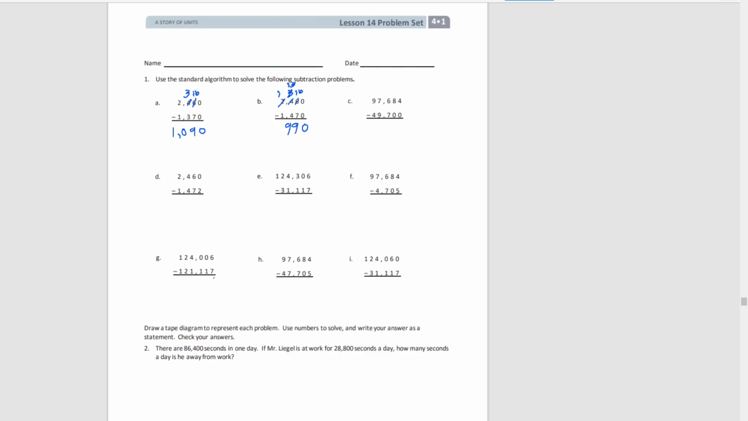Okay, for C we can do the ones and we can do the tens. We can't do the hundreds, so we'll take 1,000 and break it into 10 hundreds, add it to the 6 that are there, so we have 16. Now we can't do the thousands, we have to take a 10,000 and break it into 10 thousands, add it to the 6, so we have 16.